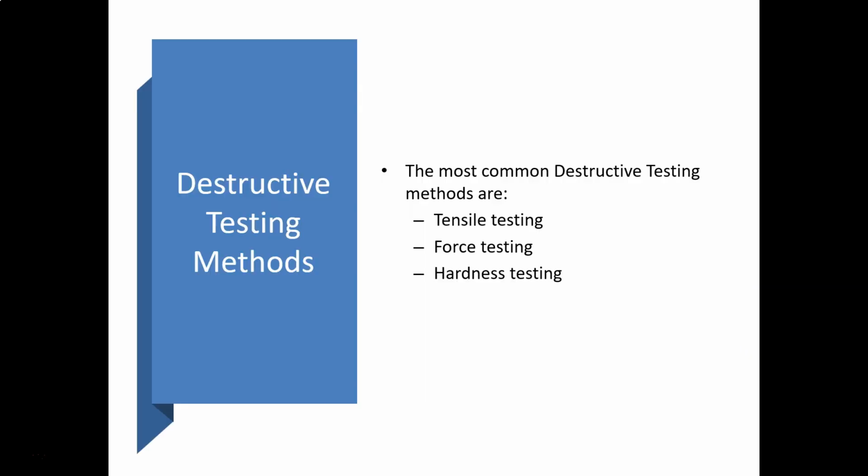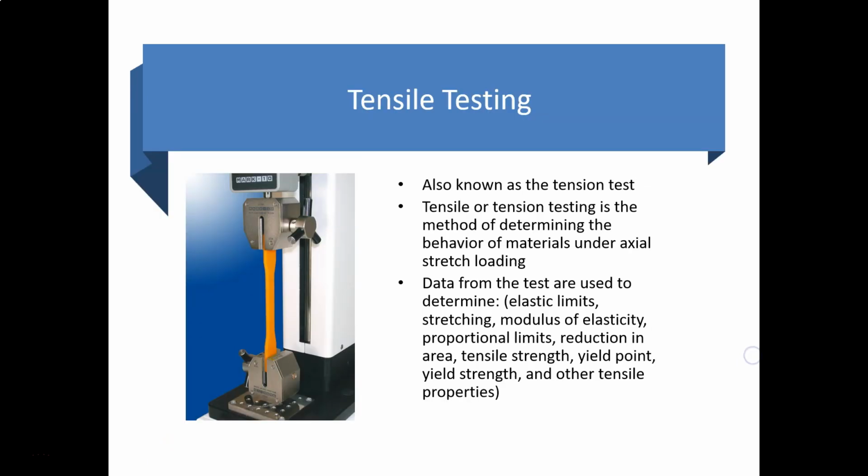The most common destructive testing methods are the tensile or tension testing, the force testing, and the hardness testing. The tensile testing or tension testing of metals is a destructive test process that provides information about the tensile strength, yield strength, and ductility of the material.